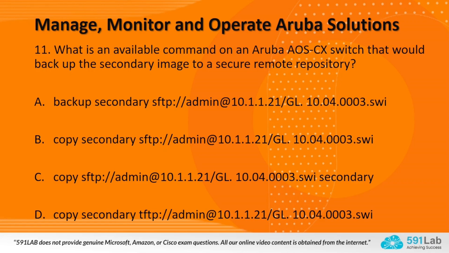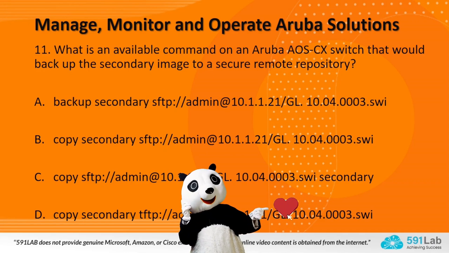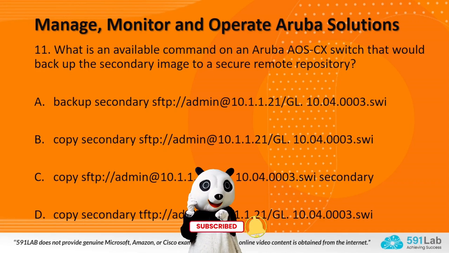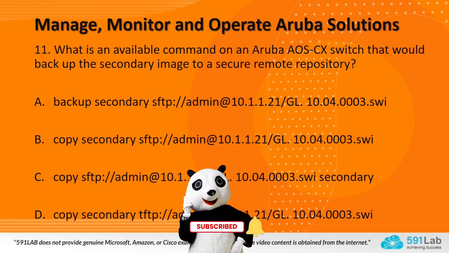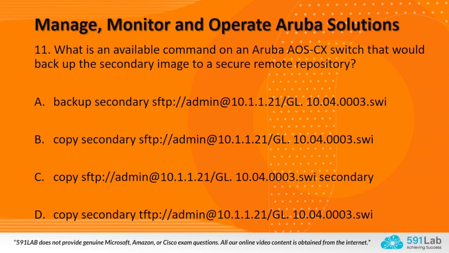Option A, backup secondary SFTP colon /. Actually, the backup command was not there. So to copy from the secondary image to a secure repository, you had to use the copy command. So there was no backup command. So option A is wrong. Option B, copy secondary SFTP colon / admin. Yes, username is required. Admin at the IP of the remote server and the file name. So option B looks correct.